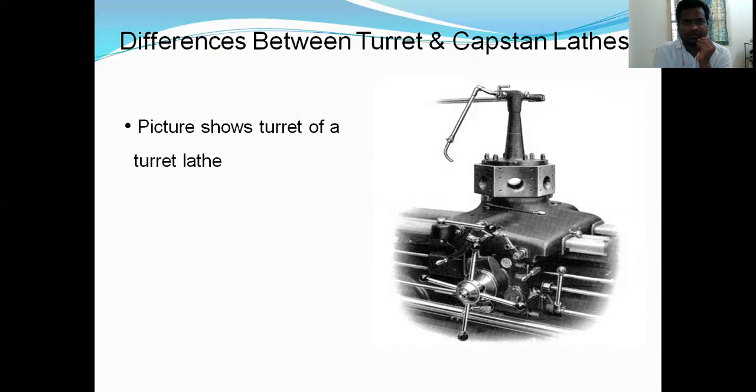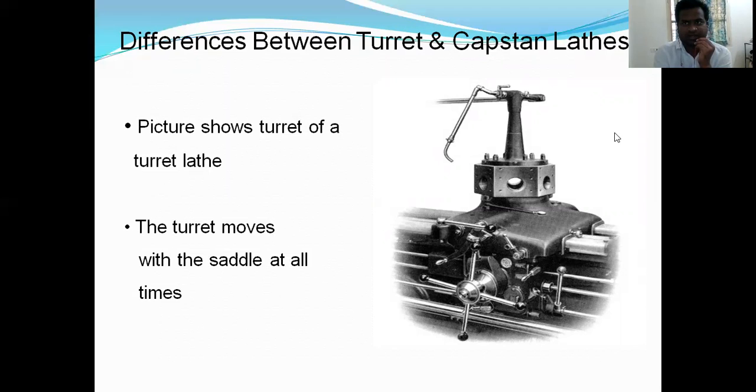Now we are going to discuss the difference between the turret lathe and the capstan lathe. The picture shows the turret lathe. The turret moves with the saddle at all times. Here the turret is moving on the saddle.